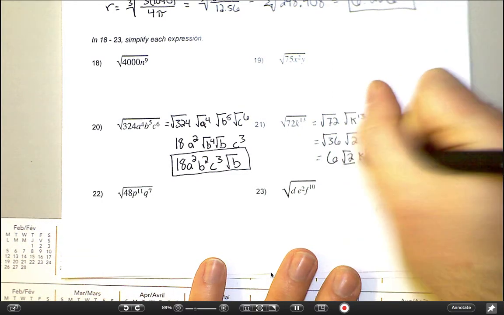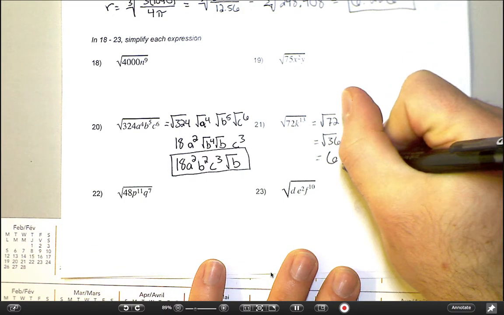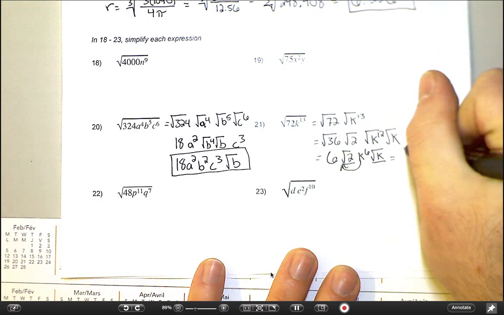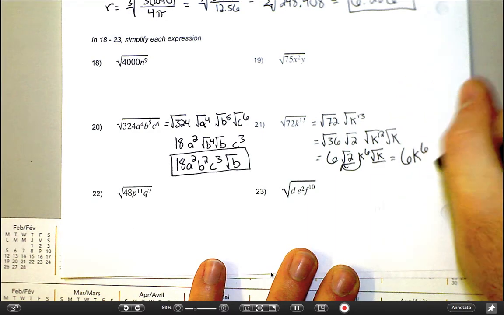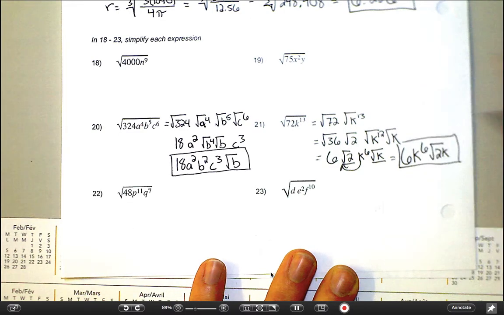Okay, last thing, because I have 2 square roots here, I can combine those together into 1. And that k to the 6th is going to move to the front. So my final answer here is 6k to the 6th square root of 2k. And that's our final answer.